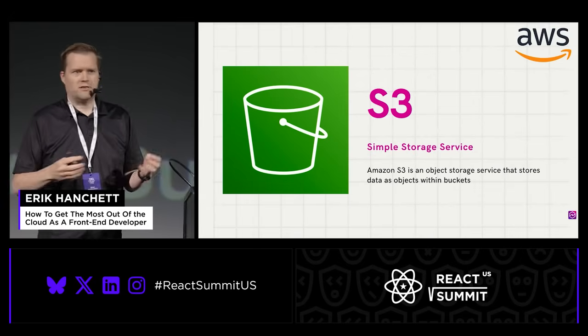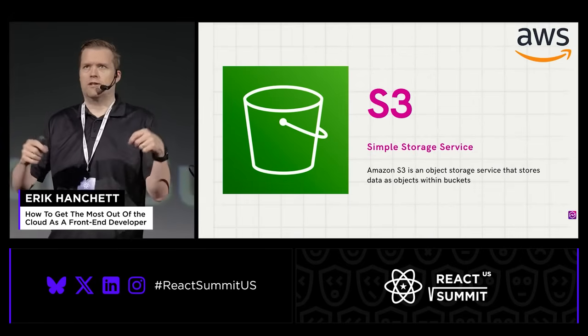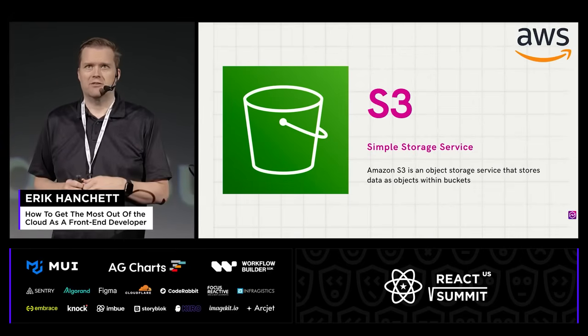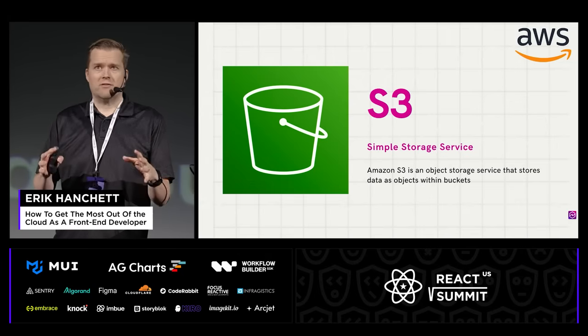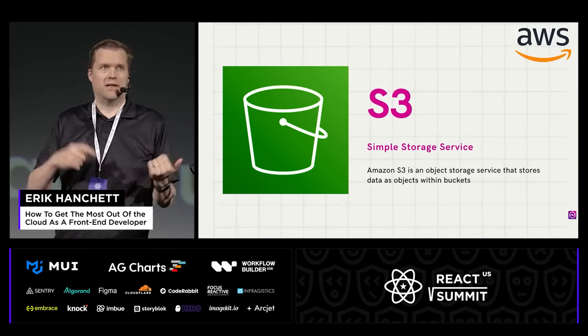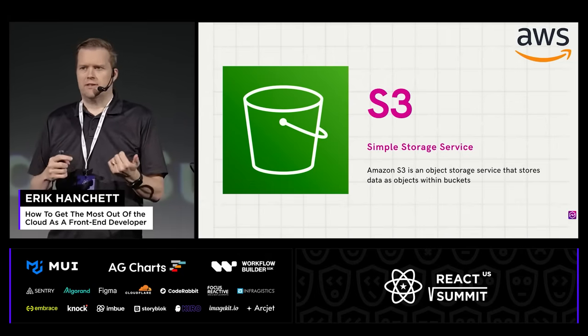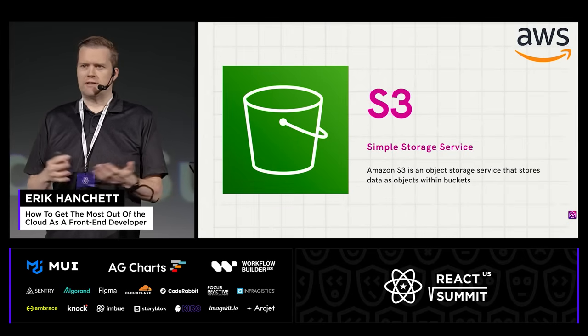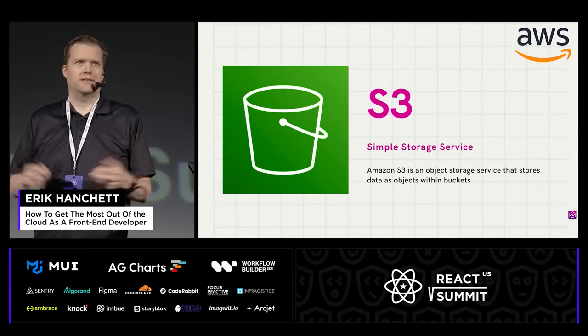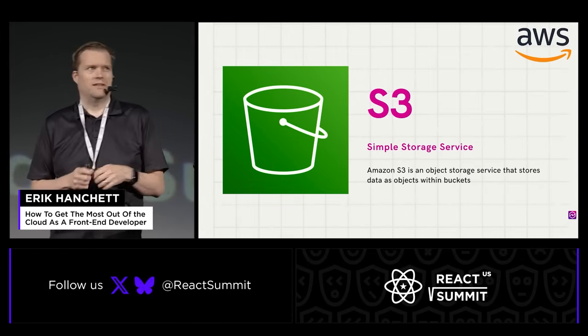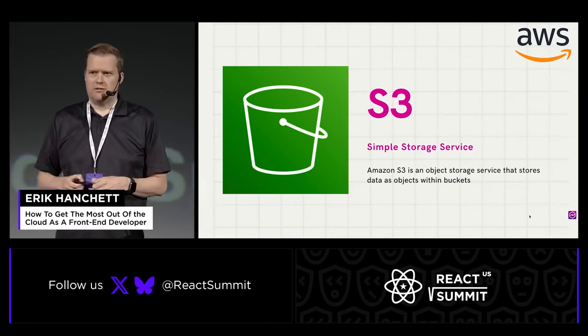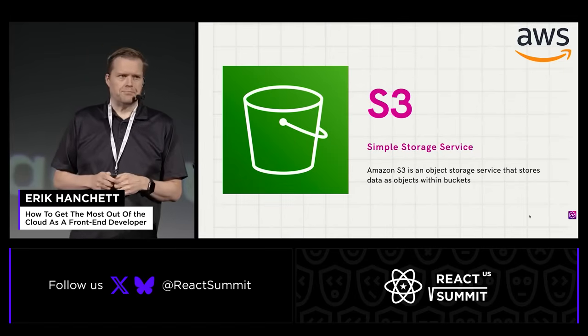This is our object storage service that stores data as objects within buckets, as you can read there. This is one of the first services that AWS released, all the way back in 2006. And it's really the staple, I think, that set off this cloud movement and how many other companies perceived this and started their own cloud services.